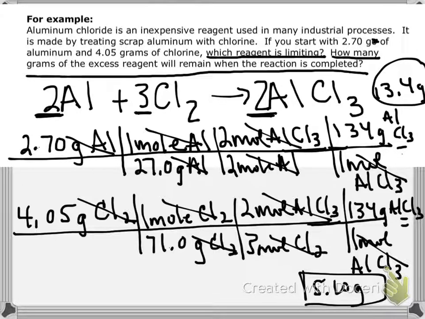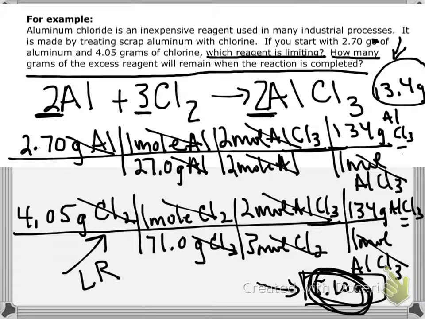Okay, when I put the math into my calculator and solve for these 2 problems, I find out that the aluminum can create 13.4 grams of aluminum chloride, and the chlorine can only create 5.10 grams of aluminum chloride. Since chlorine produces the lesser amount of product, we call chlorine our limiting reagent.